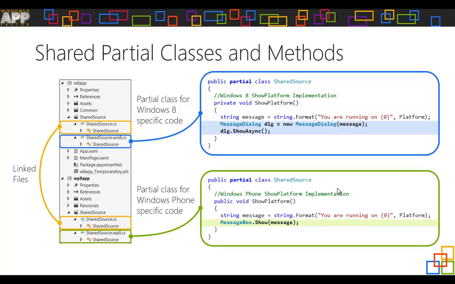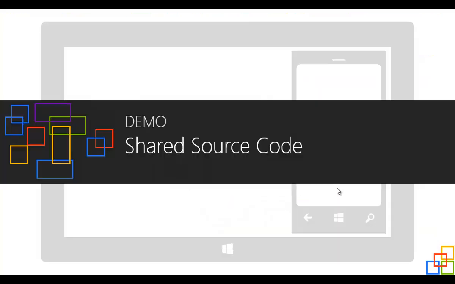Additionally, I could create a specific partial class file in the Windows Phone project and include any Windows Phone specific code in there. And so as the compiler built each project, it would use the partial class files in the project it was compiling. So with that, let's go take a look at using shared source code between Windows 8 and Windows Phone 8 applications.